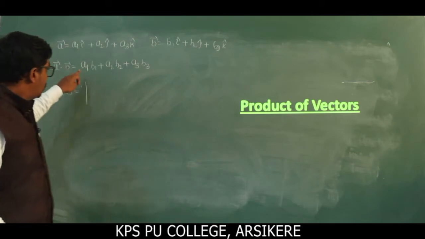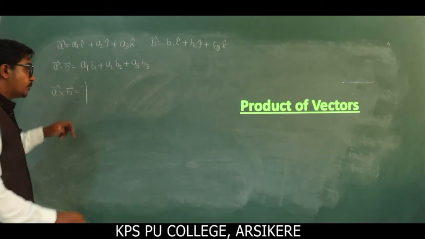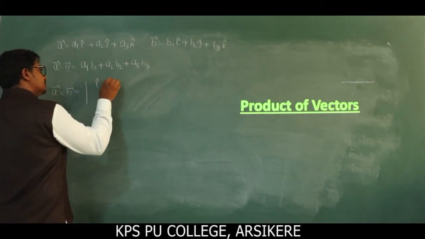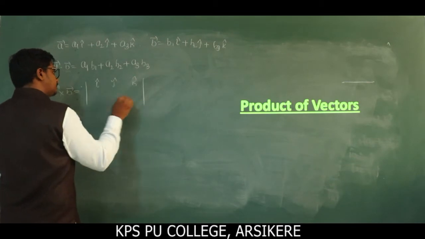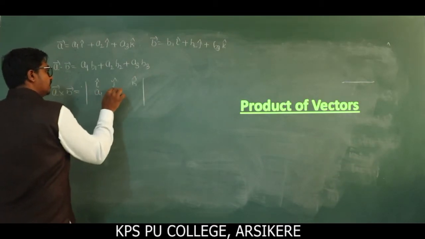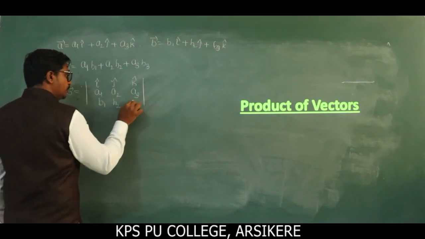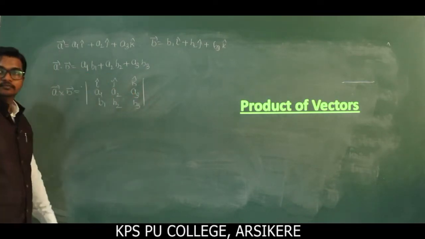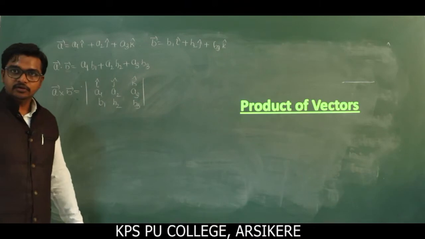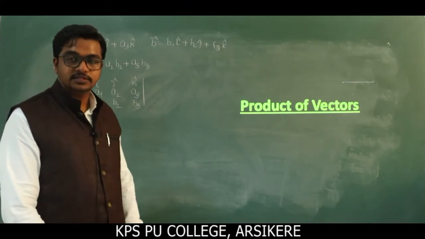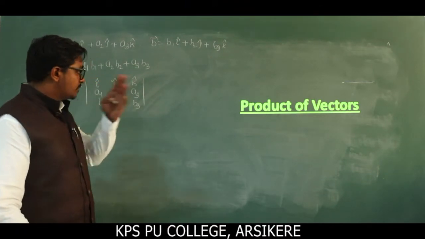This is the dot product, this is the vector product. Here I, J, K, here A1, A2, A3, B1, B2 and B3. And the expansion of a 3 cross 3 determinant, you already know. Okay, we'll discuss the problems.